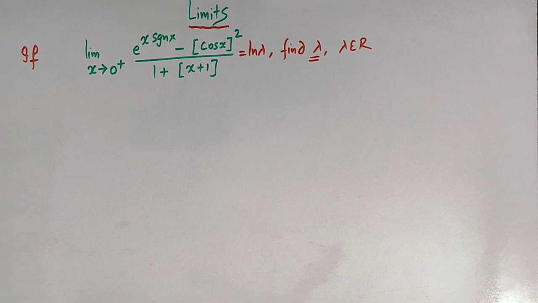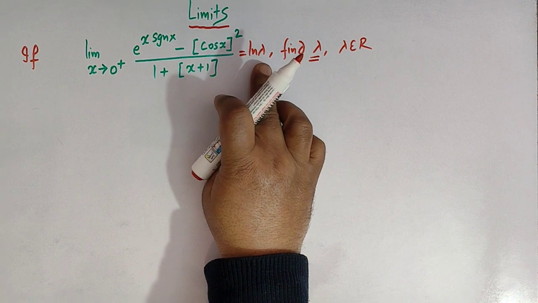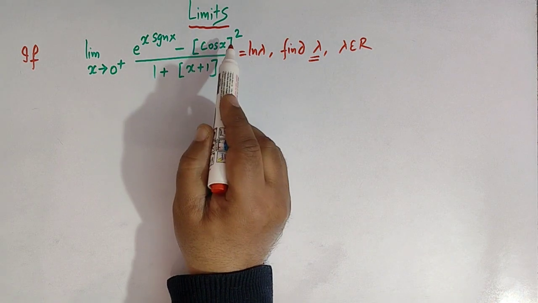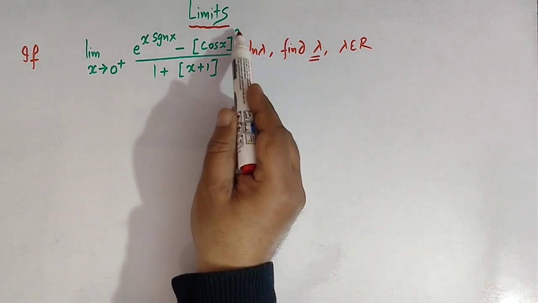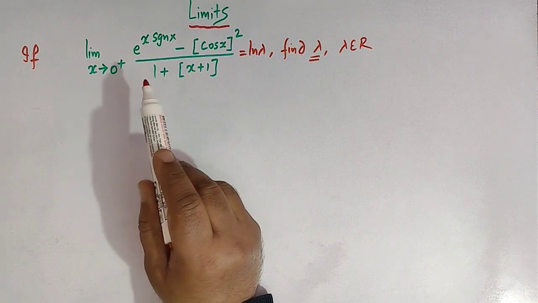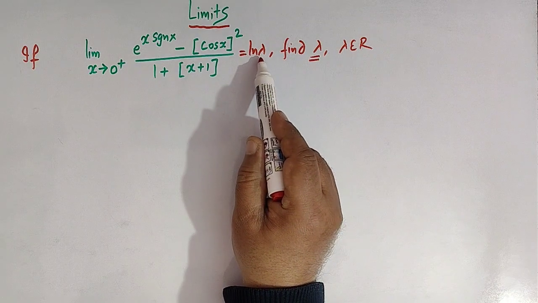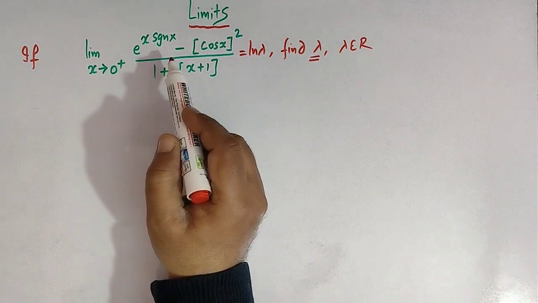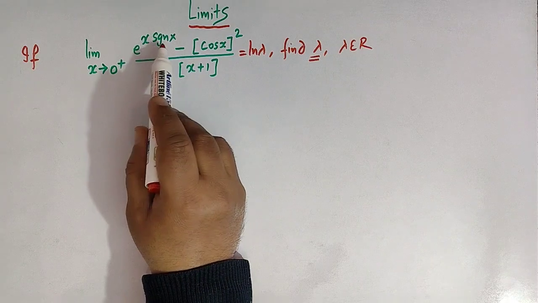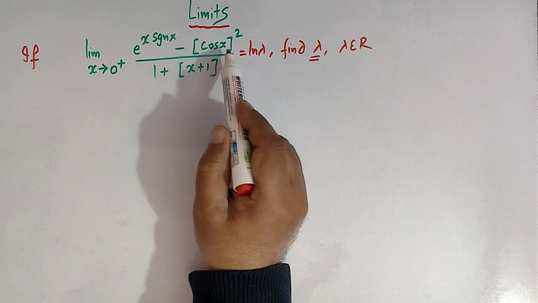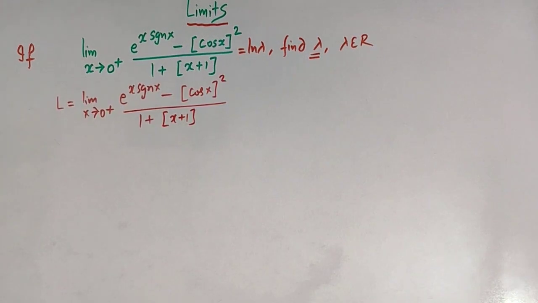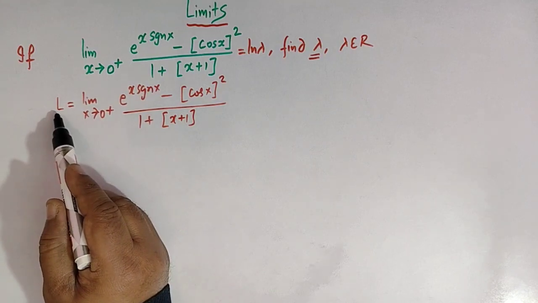Now this limit is equal to log of lambda, and we have to find the value of lambda. So what we will do, we'll try to find the value of this limit, and then we'll equate that value to log of lambda to get the value of lambda. And here there is one important thing: in this function, the signum function and the greatest integer function both are involved. So let us call this limit L.